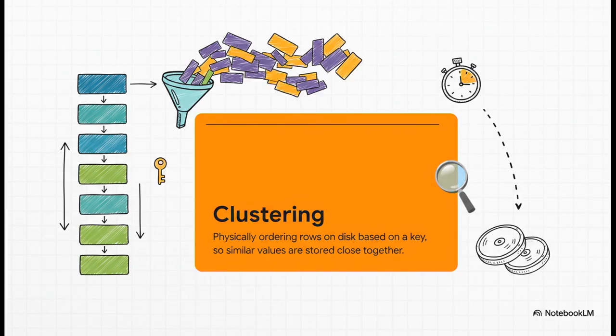That way, when you read one row, the next one you probably need is right there beside it, making your reads blazing fast. The only catch? You have to maintain this order as new data comes in. Otherwise, things start to get messy again.